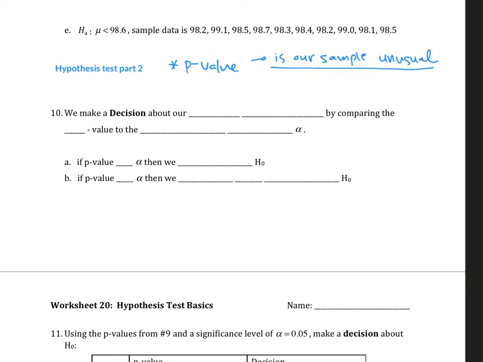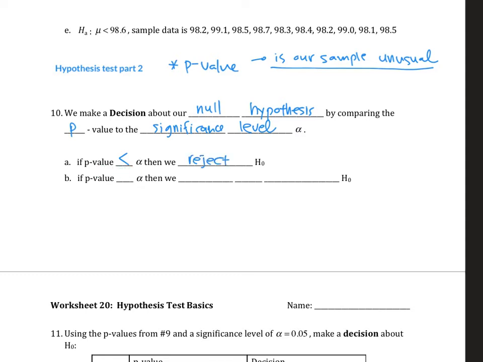Otherwise, we can't, right? So our next step is to make a decision about our null hypothesis. Remember, the null hypothesis is the part that we assume is true. So according to the null hypothesis, we see whether our sample is unusual by looking at our p-value, by comparing the p-value to the significance level alpha. If p-value is less than alpha, that basically means p-value is small. That means it's an unusual event. That means you're going to reject H naught.